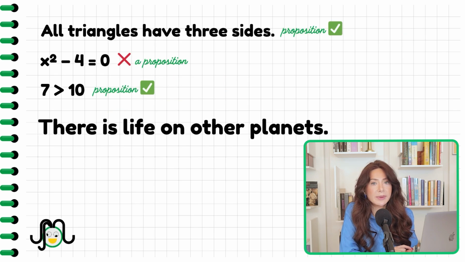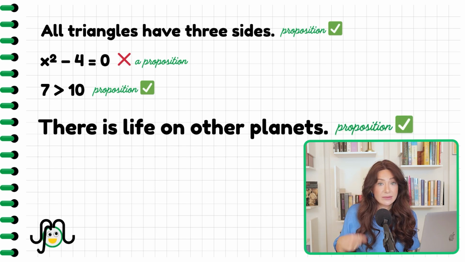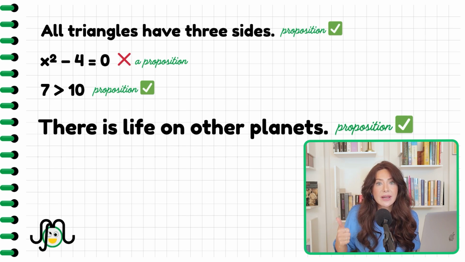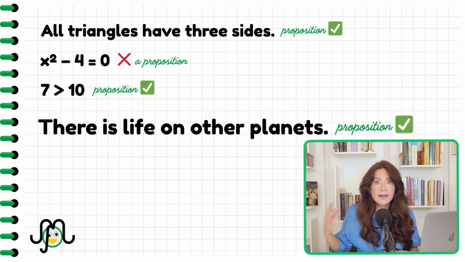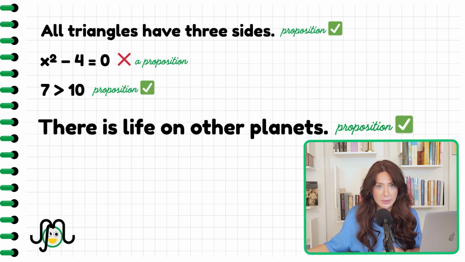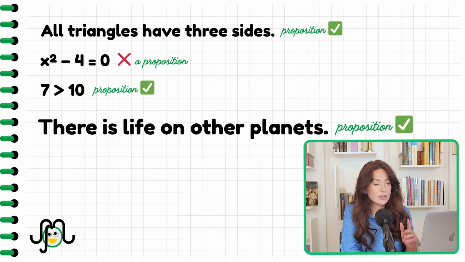There is life on other planets. Okay, this is a proposition, even though I don't know the answer, whether it's true or false. I know that it has one truth value. It can either be true or false. It can't be that there is life on other planets and at the same time there is no life on other planets. It's either true or false. So it can be that you can't know it, but it's still a proposition.